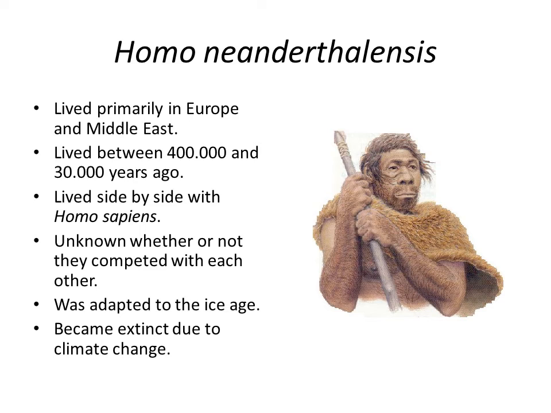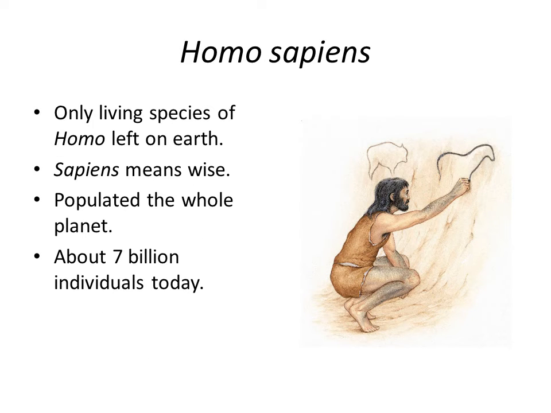Now, once the cold periods ended and the climate became warmer, Neanderthals had great difficulties adapting to this new environment. And just like the other species that were adapted to the Ice Age, the Neanderthals became extinct. Now, after the extinction of Neanderthal man, for the first time in history, there was only one species of human, which was the Homo sapiens. Sapiens means wise, and Homo sapiens, of course, populated the whole planet, and there are about 7 billion individuals today.